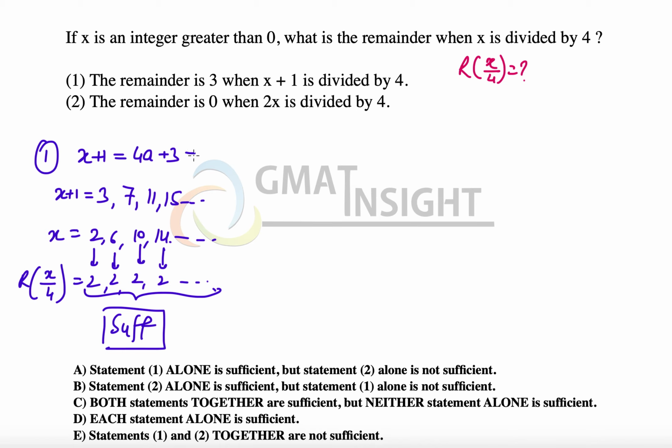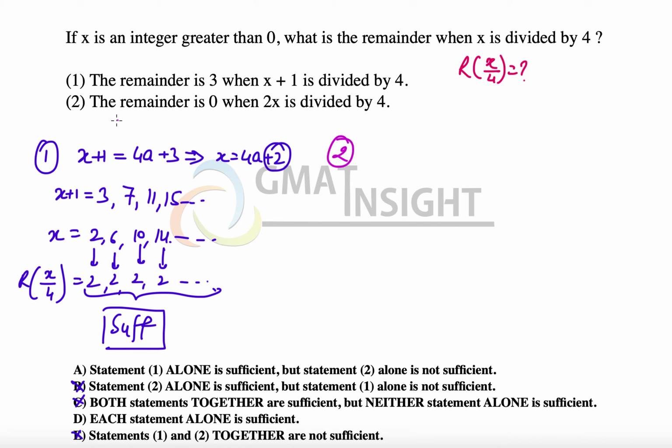In fact, we could have translated this equation into x is equal to a multiple of 4 plus 2. So always 2 will be the remainder when this is divided by 4. Now the answer has to be either option A or option D. Let's check the second statement.